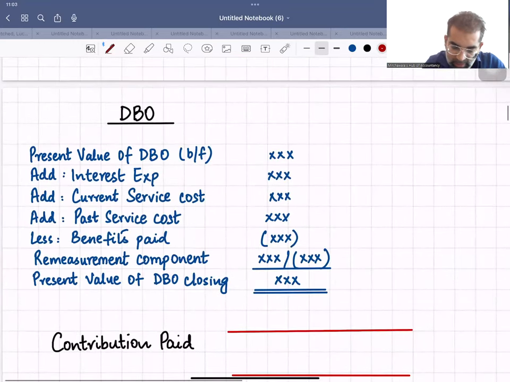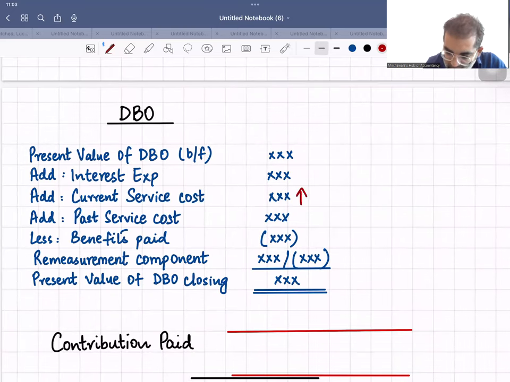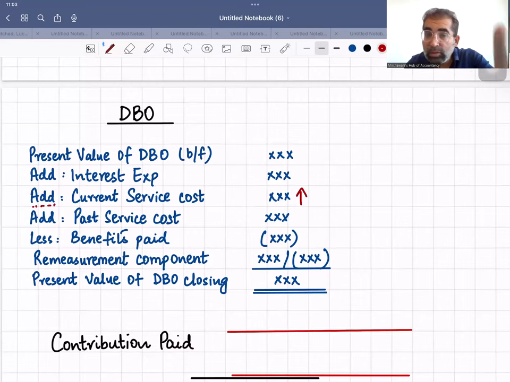See, this current service cost. I have written "add". Don't take tension about the whole format, I'll explain everything. This current service cost will be added in your DBO account. And I have taken the example that this guy is working for the very first time in life, and this is our first employee. So we just open our liability account.